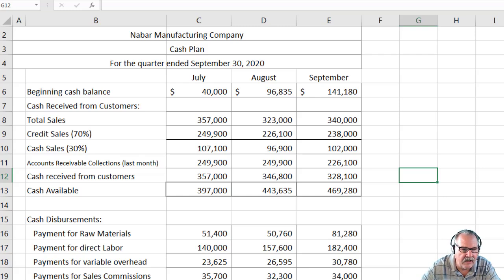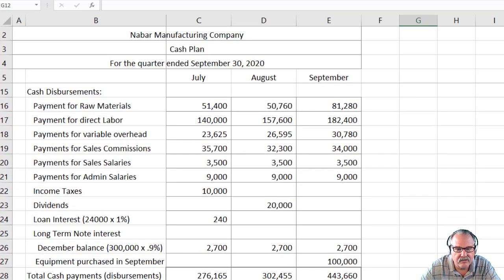And they've said that there's a 1 month time lag. So whatever was in accounts receivable at the end of June, again, right from the balance sheet, $249,900 is the amount we've collected in July. In other words, whatever is in receivables at the end of June, we collected in July. So there's a 30-day lag time with our customers. It makes sense if our terms are net 30. So the total cash we received from our customers, $357,000, add that to the $40,000, and our cash available is $397,000.